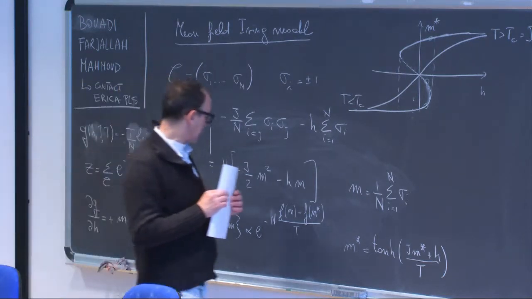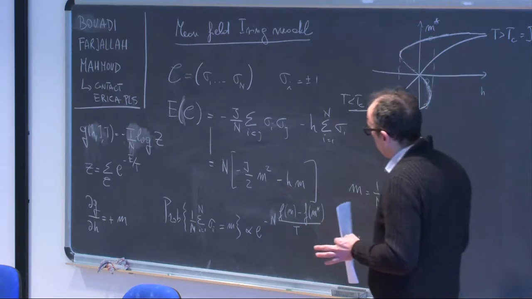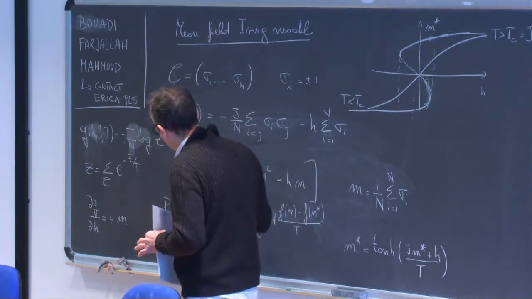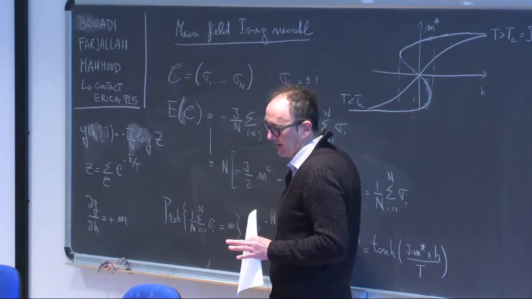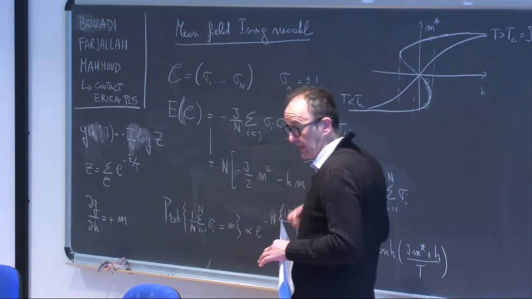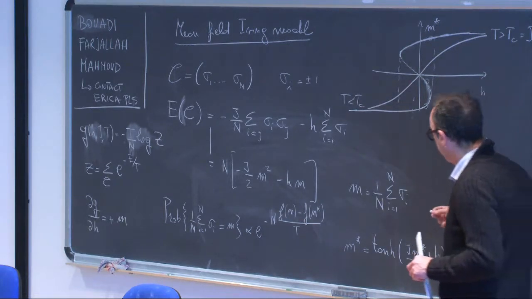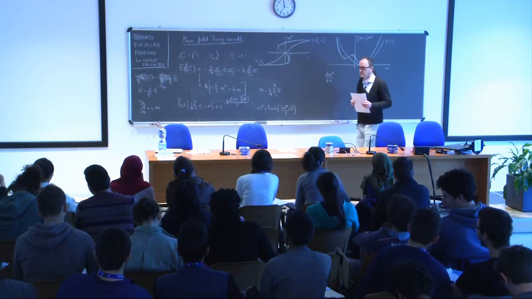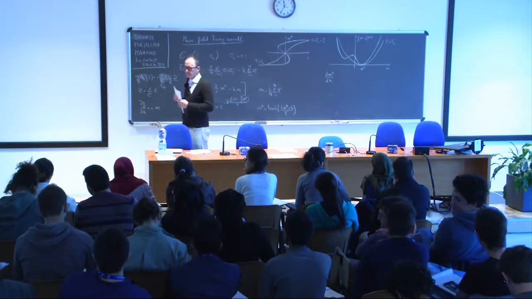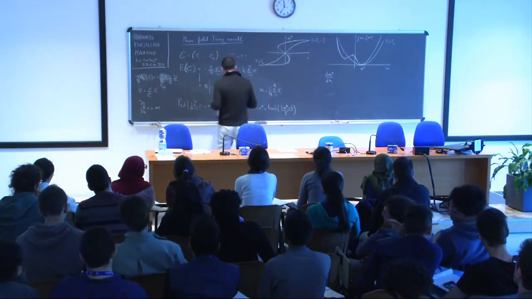Now, what you can argue is that this function f of m, at least for high temperatures, is the Legendre transform of g of h. Okay? Is this clear to everybody? Yeah? This function f of m.